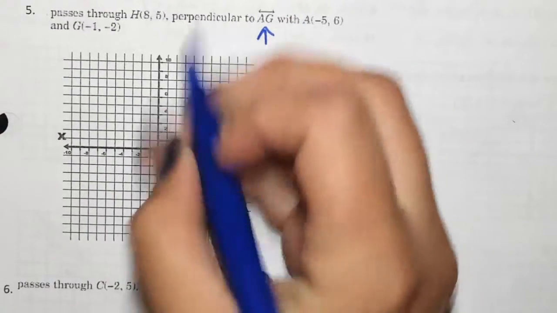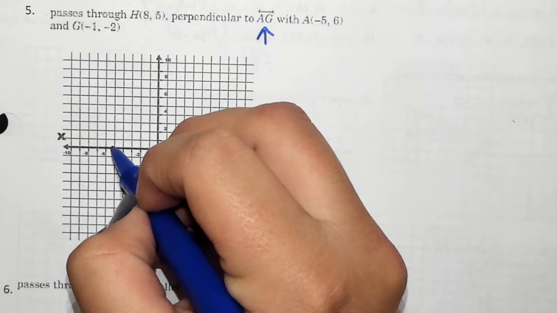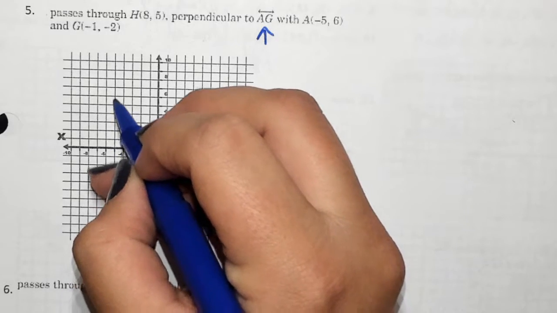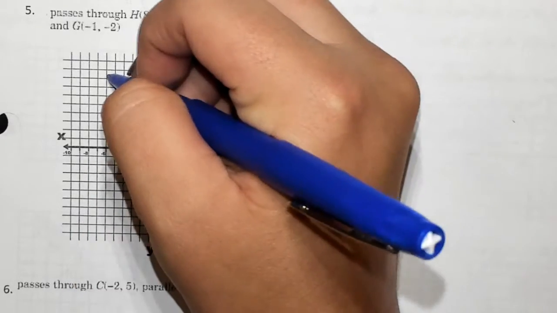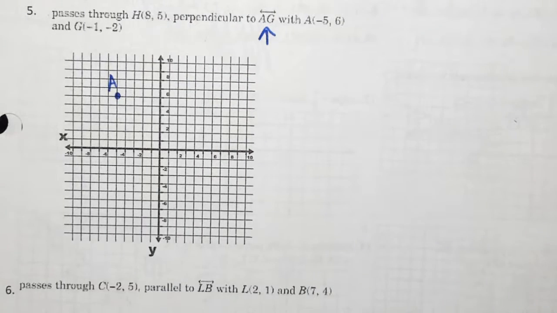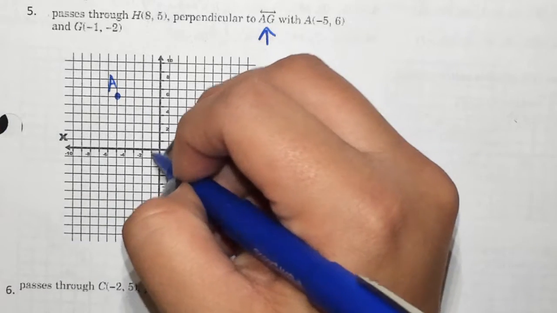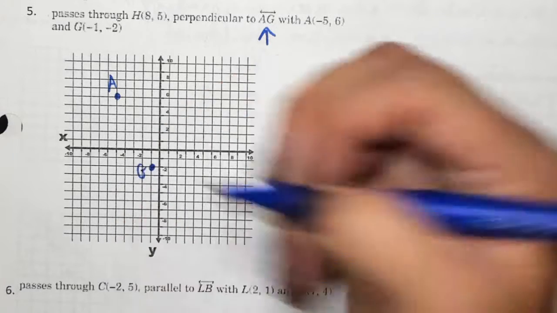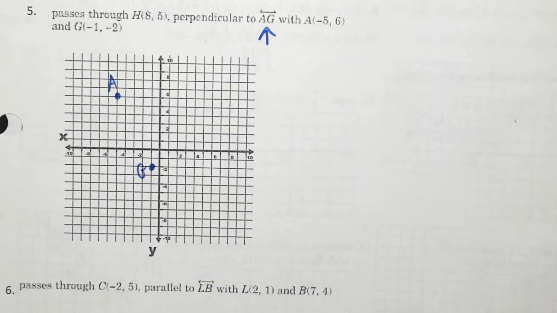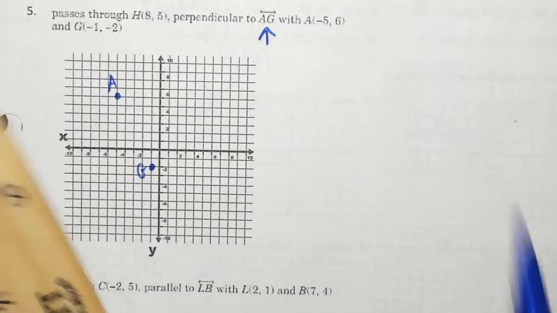So go over negative 5 and up 6. So this is A. If you know what the point is called, go ahead and label it. So go over negative 5 and up 6. And then G is negative 1, negative 2. So this is G. Okay, draw your line.